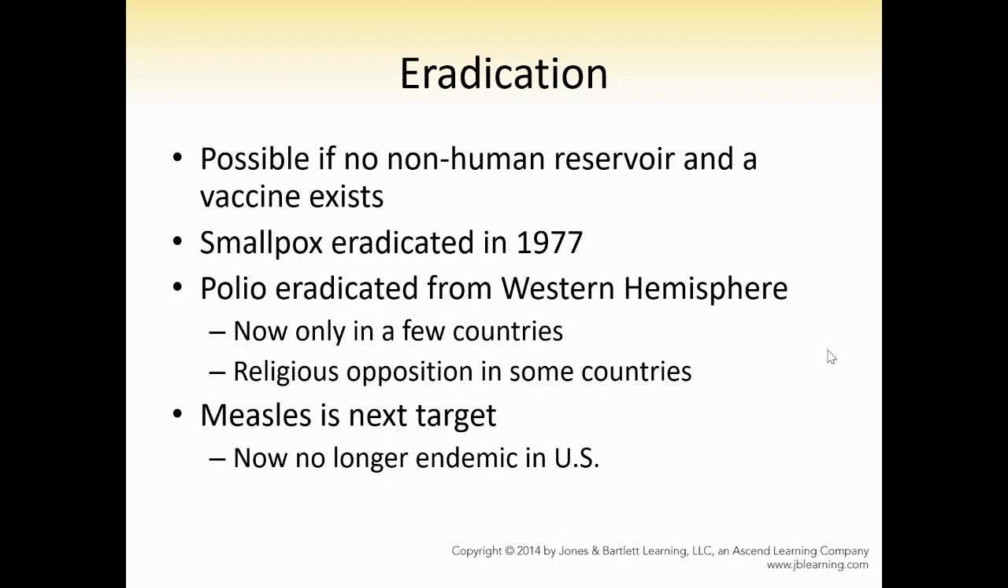Polio was eradicated from the Western Hemisphere. It only exists in a few countries now. And there's some religious opposition to polio vaccines in a few countries where they do not vaccinate their population against polio, so it would still exist. And then measles is the next target. It's no longer considered endemic in the US.